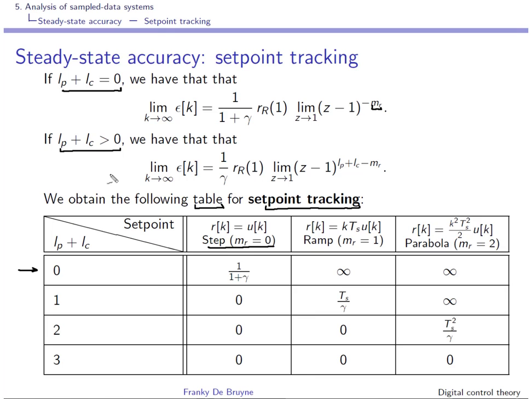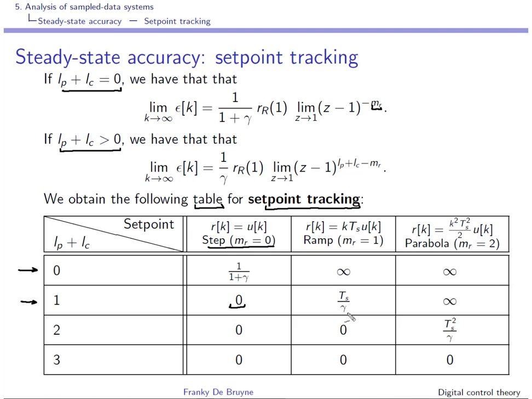Now we consider the second relation over here. Let us, for instance, have a look at the situation where we have one integrator in the loop. So we have to consider this situation. Okay, so LP plus LC is 1 here. If you're trying to follow a step, this is not going to be a problem because LP plus LC minus MR is going to be 1, and this is going to tend to 0. So with one integrator in the loop, you can follow perfectly with 0 steady state error a step signal.